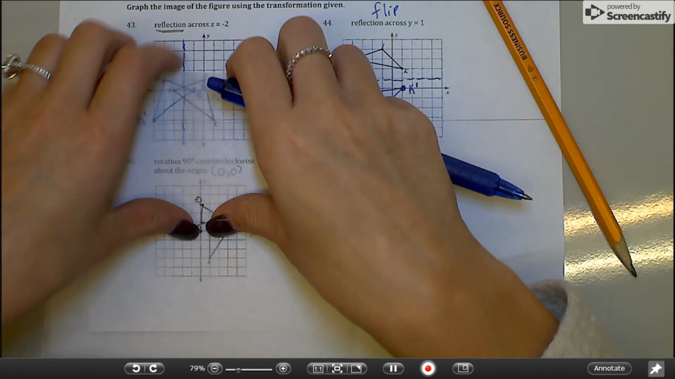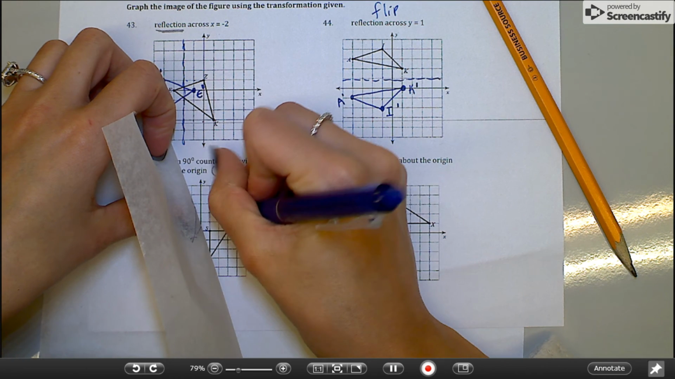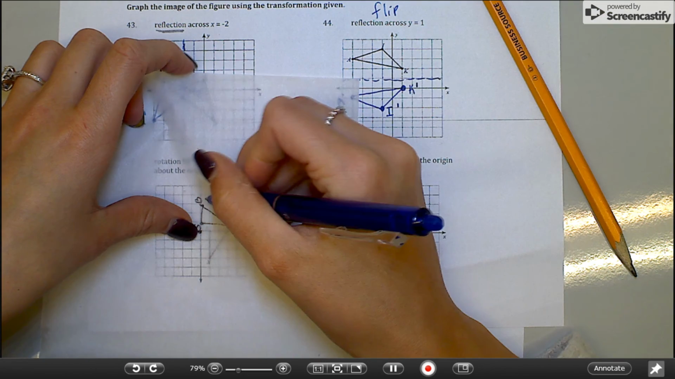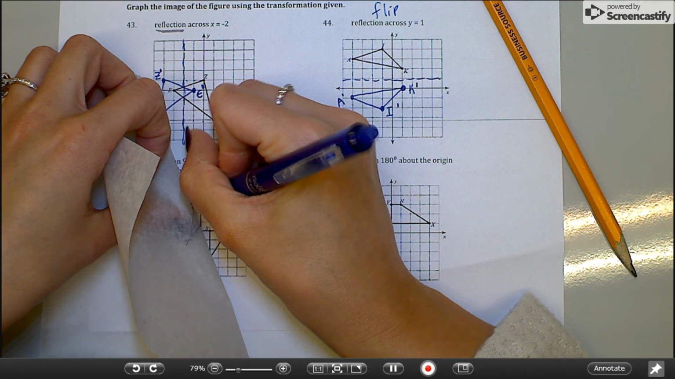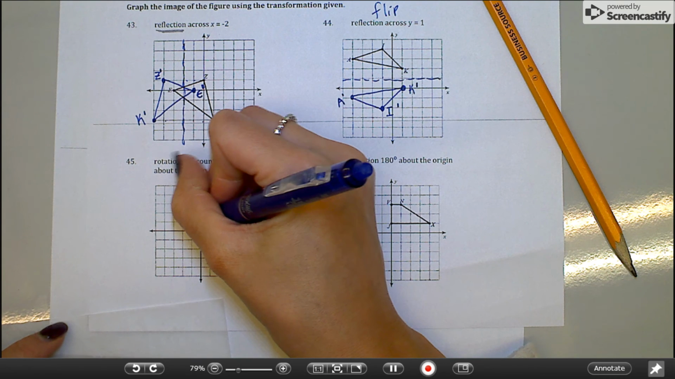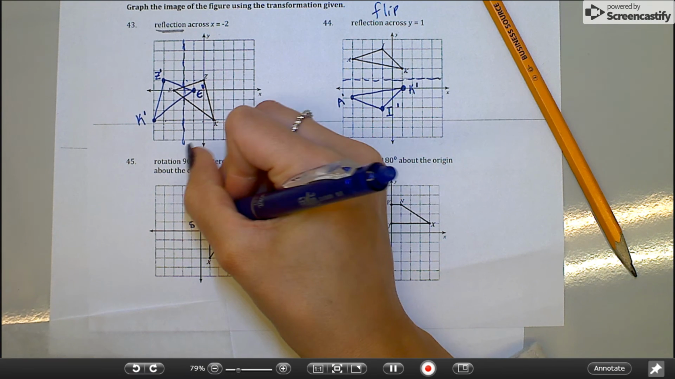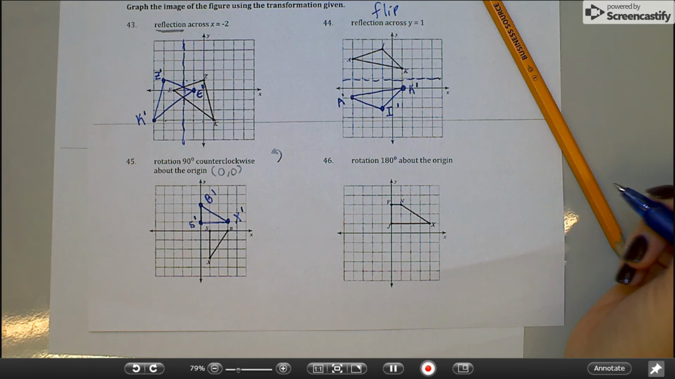Okay. Now my new points I'm going to mark on the paper. I'm going to just peel it away. So I know that my x is going to be right here, and I'm going to label it as x prime. My b underneath, b prime, and then s is right here, s prime. Okay. I connect, and I have my transformation.